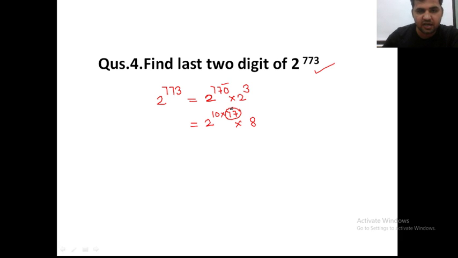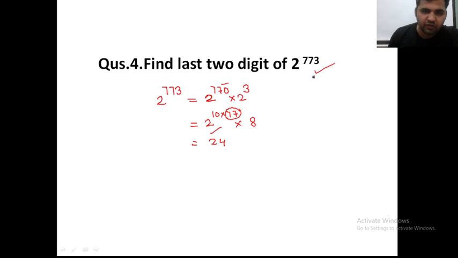It is an odd multiple of 10. So this will give you... please check your answer, Varsha. You are giving the answer of this part only. 24 is the wrong answer. See, this part will give you the last two digits as 24.